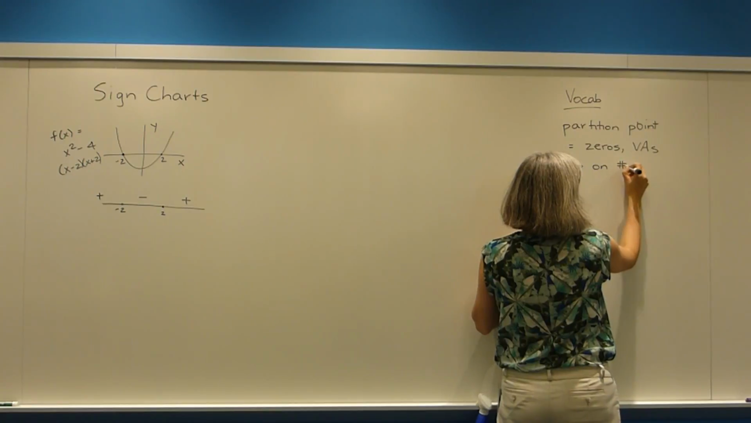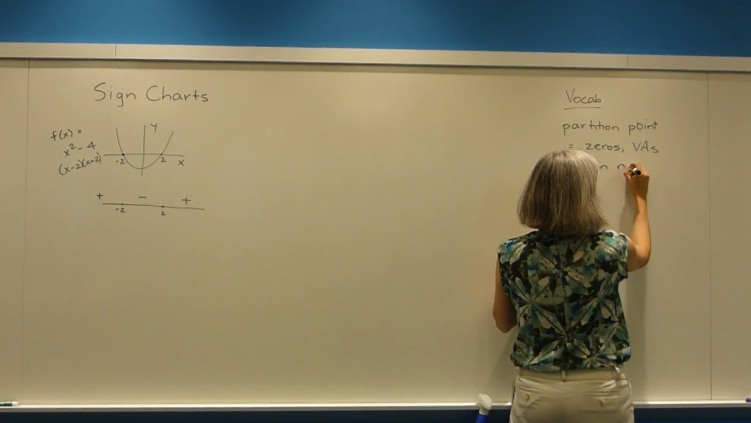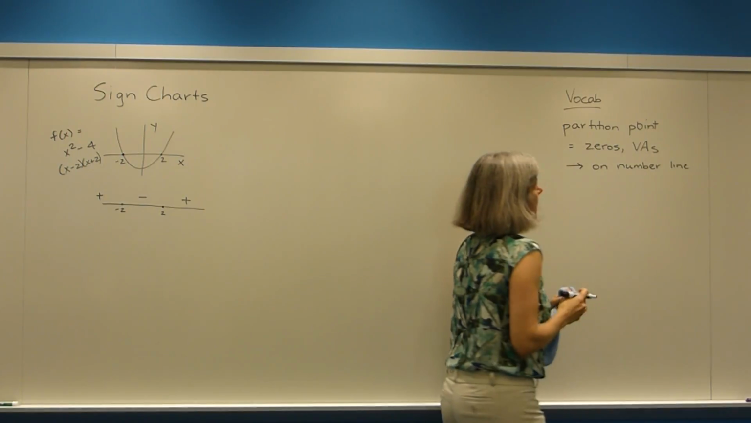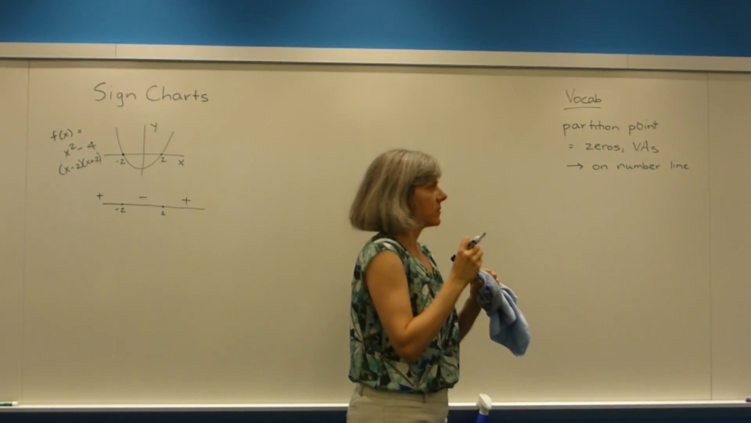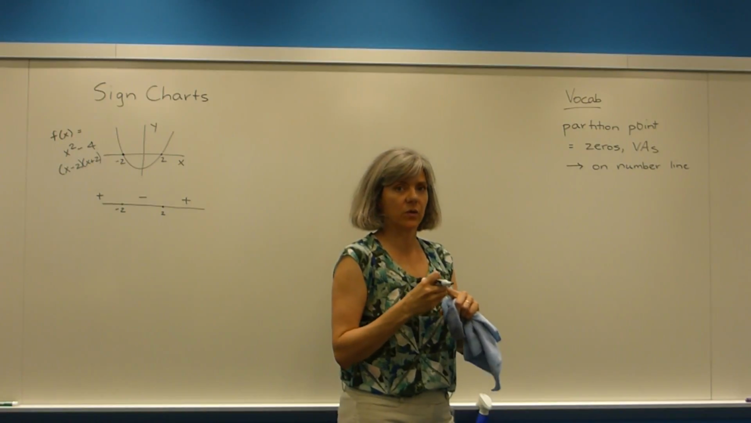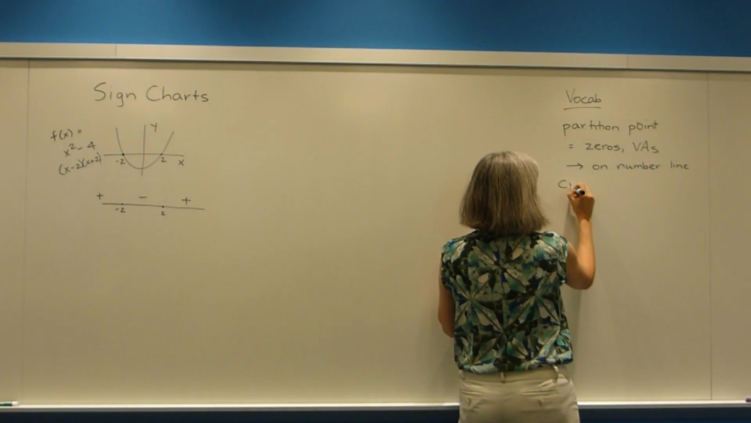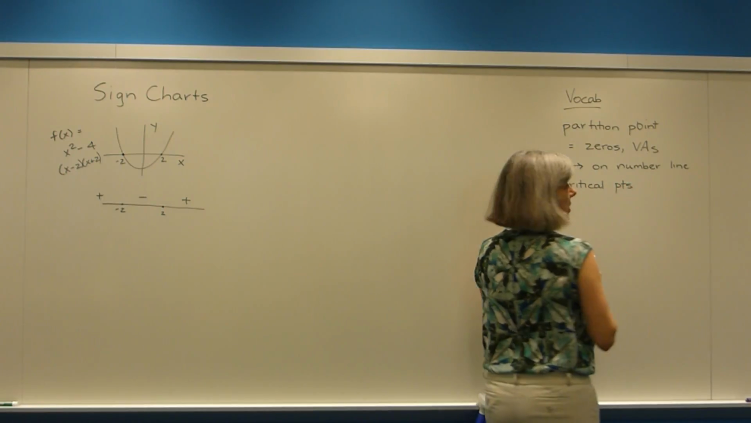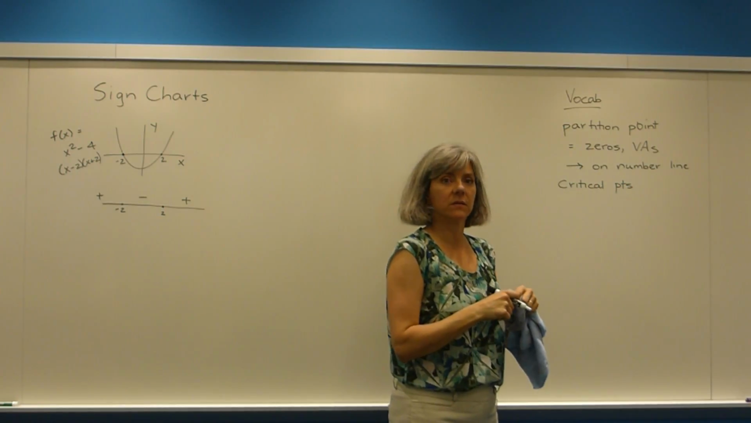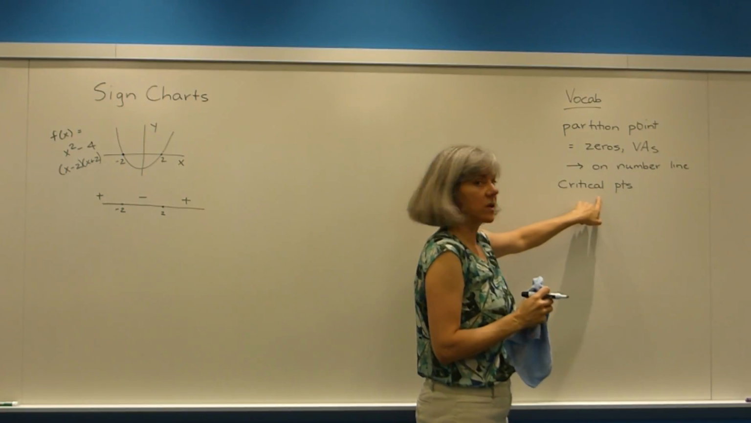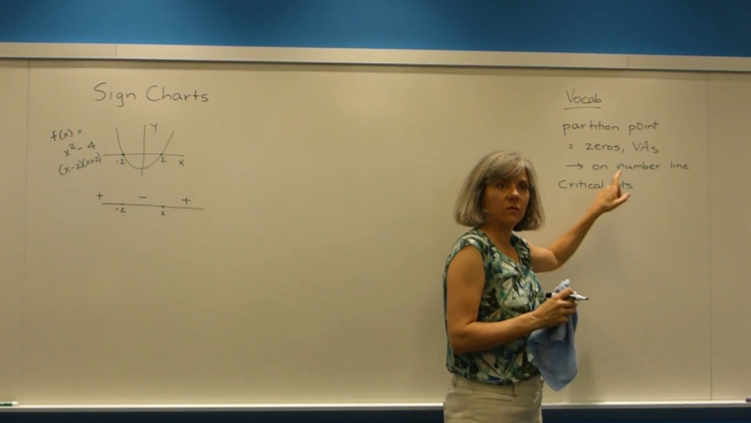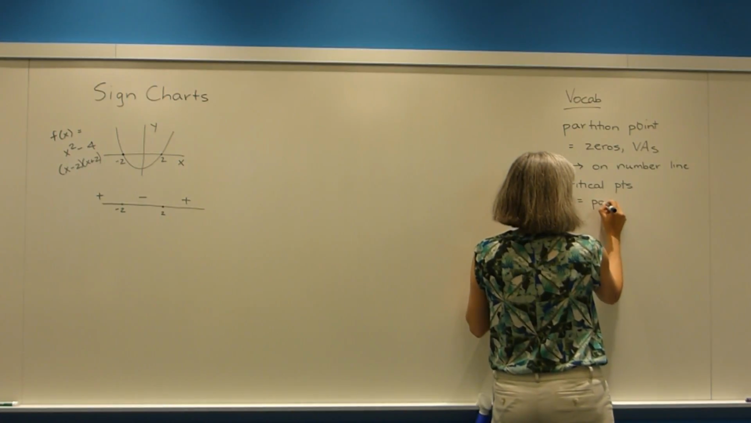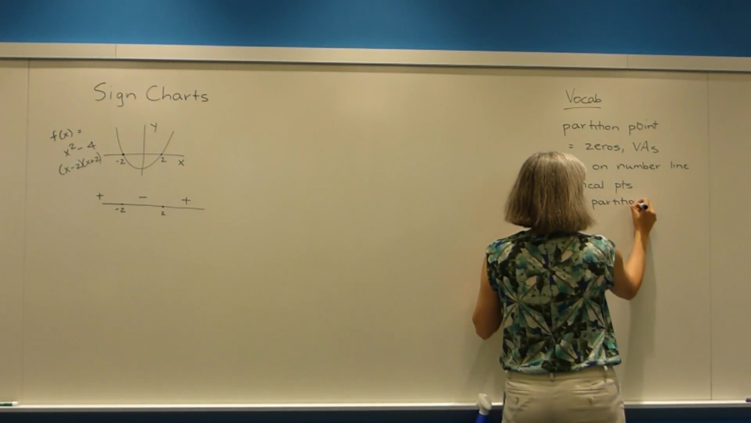I guess I'll write it out. There is another term we use which is called critical point or critical value, and those are a little bit different. Critical points are all your partition points that are in the domain. So all your zeros would be critical points, but your vertical asymptote values would not be because they're not in the domain. So these are all the partition points in the domain.